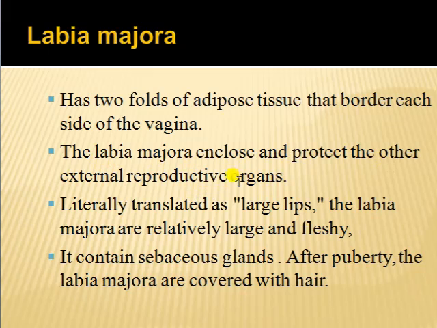They protect the labia minora and the vagina. Labia majora is literally translated as large lips. The labia majora are relatively large and fleshy, so they look like large lips. They contain sebaceous glands. After puberty, the labia majora are covered with hair. They contain a large number of sebaceous glands, which secrete sebum, and this is always to moisten the vagina.